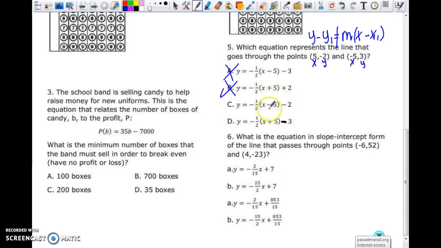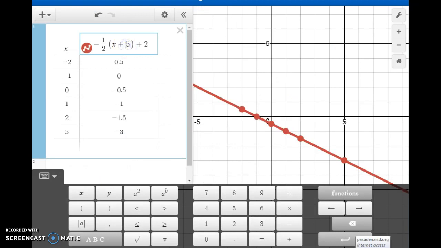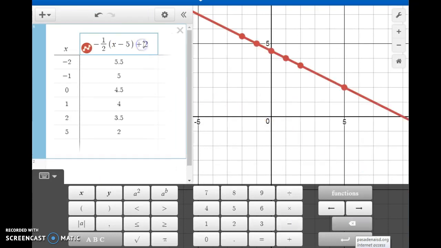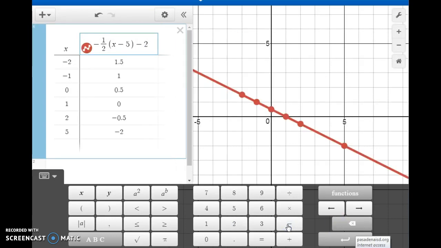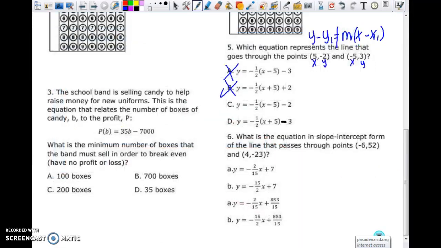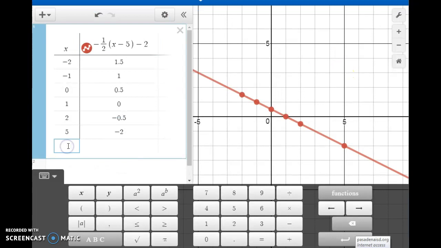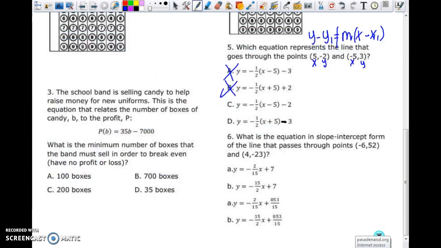Again, the only thing that changes now, I have a -5 and a -2. So let's just change that. -5, -2. Whoops. Finally, 5, -2. I finally have it out. What's the other point that I need? -5, 3. So let's check that. -5, do we get out a 3? That works out, okay? So I don't even need to waste my time doing D.